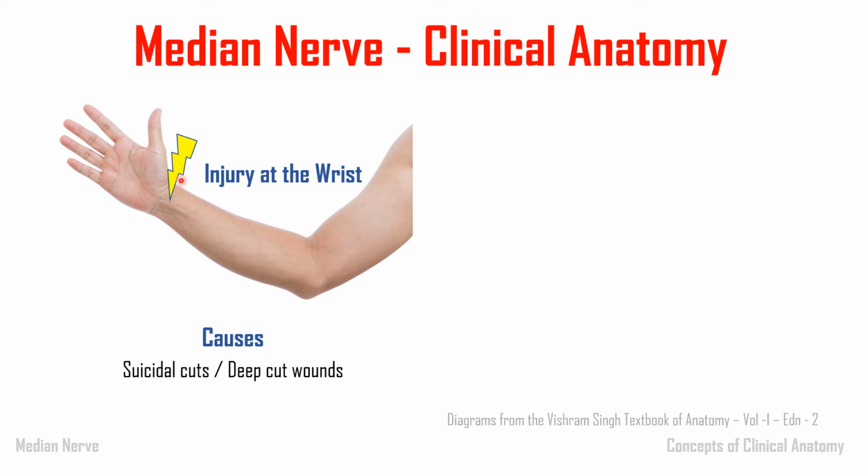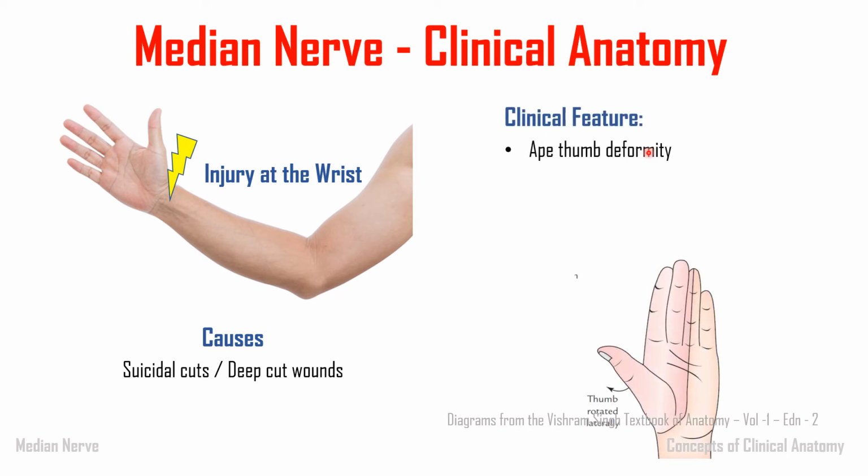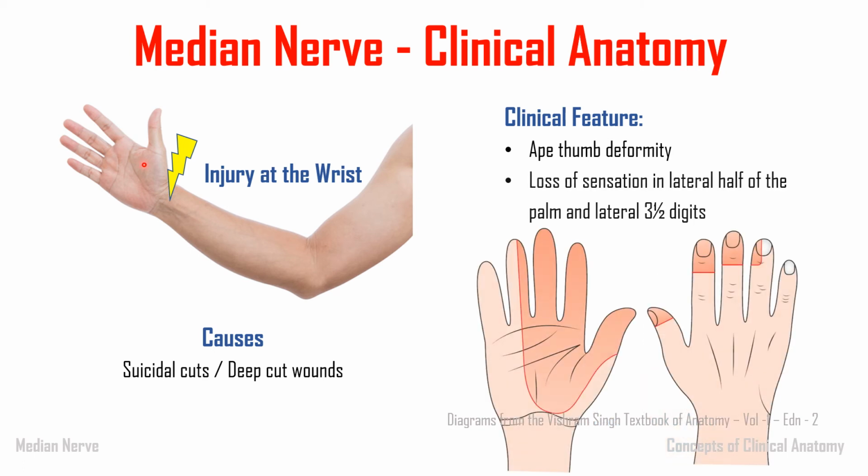If the cut is in the superficial plane, it may not injure the median nerve because it is stopped by the flexor carpi radialis and other tendons. So if the cut is deeper, then it may lead to injury to the median nerve. We all know the ape thumb deformity will occur because the recurrent branch arises at the level of the hand. Then again, there is loss of cutaneous sensation in the hand due to cutaneous nerve damage.